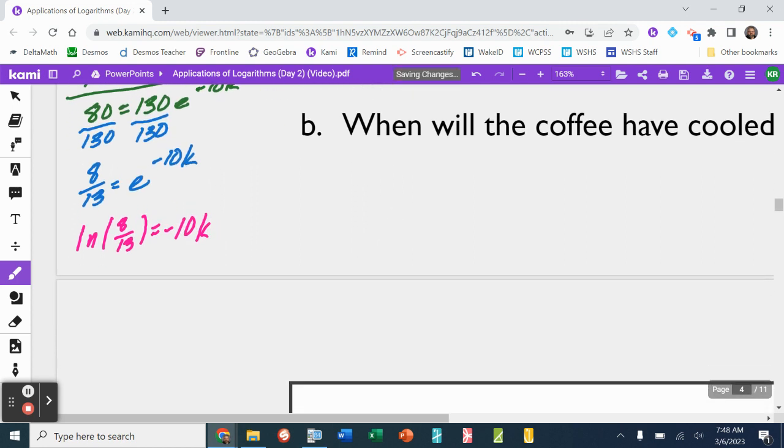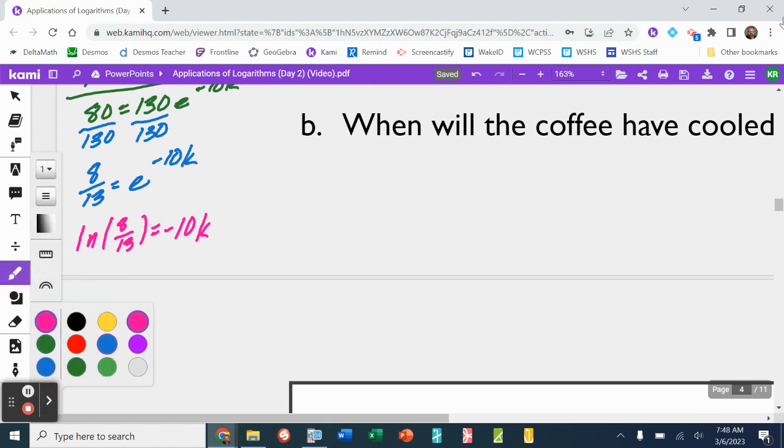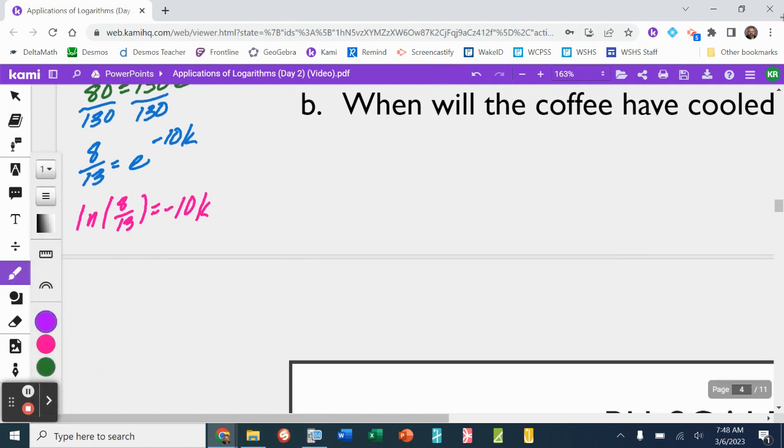So that's going to end up giving us, and I'm just going to carry on to the next slide. I'm going to need to divide both sides by negative 10.